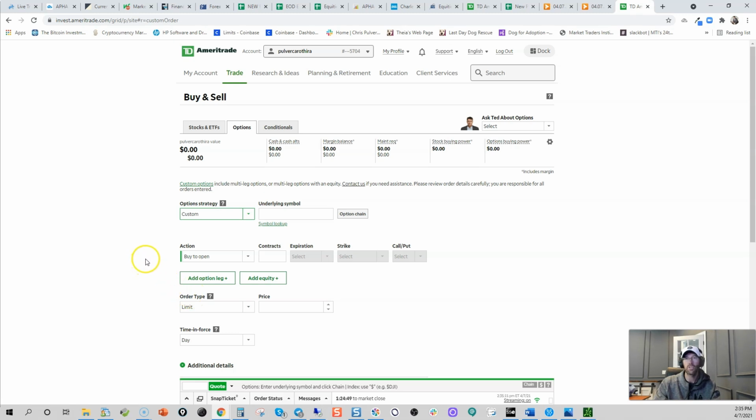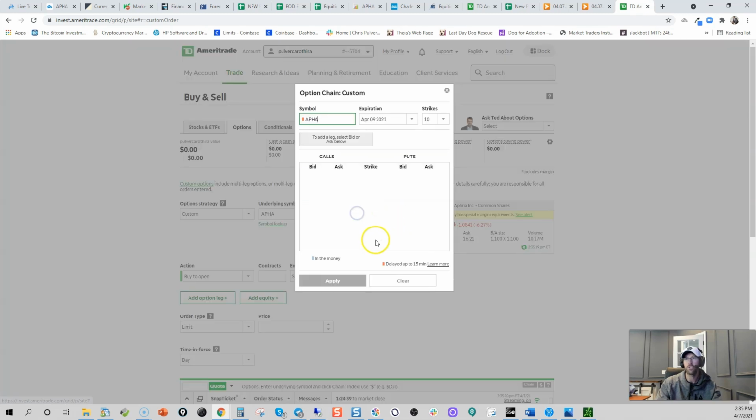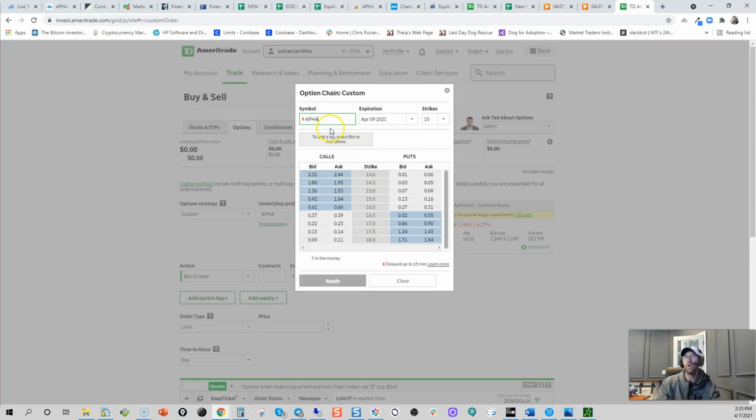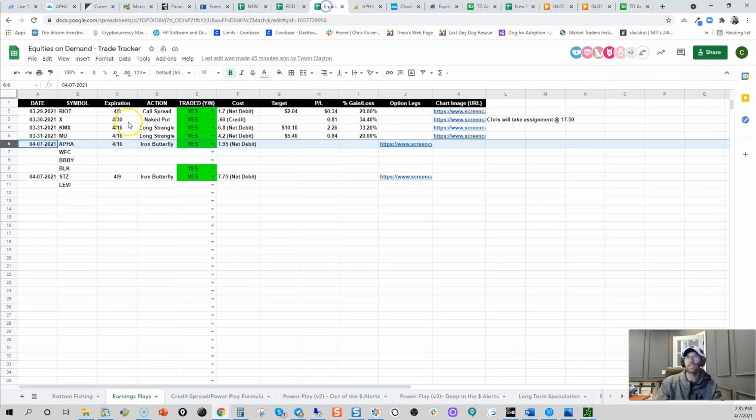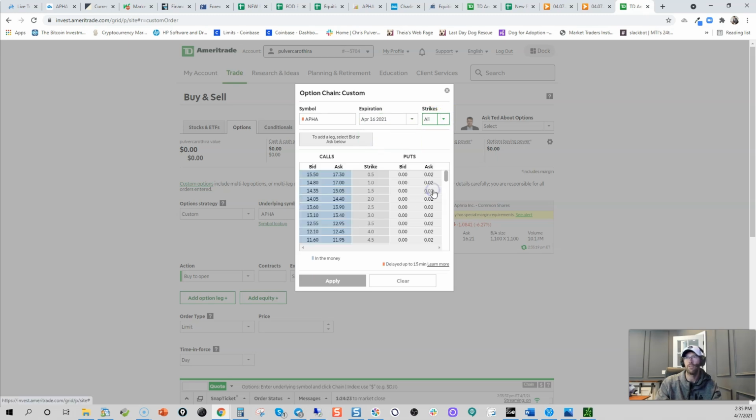All right, so what I'm going to do here is this is a custom option strategy. Again, it's called the butterfly. Our underlying symbol is APHA. Okay, and I can also look up the options chain. So take a look at this. Now, what we did inside of our classroom is we have this options chain with the expiration of April 16th. Okay, so I'll go back into my TD Ameritrade. Let's go to the expiration on the 16th, and let's set this out. Let's see as many strikes as we can.